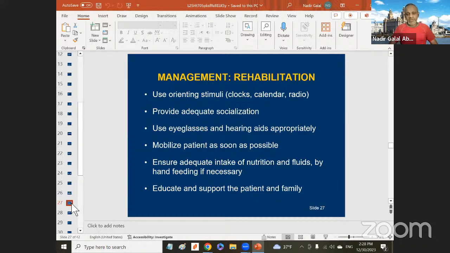Rehabilitation is another way of managing the patient. So you want to use some clocks, a calendar, radio or TV to orient the patient to the time, day, and so forth. You want them to have a good sleep at night, wake during the day, and be able to mobilize or ambulate. If they have eyeglasses or hearing aids, you can put those on. So educate the family and the staff about how to reorient the patient and minimize the risk.